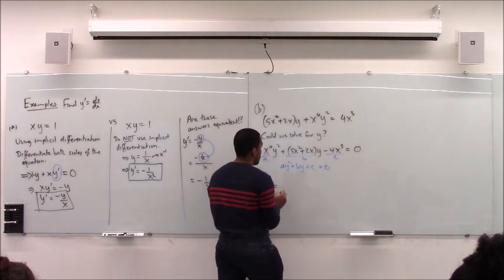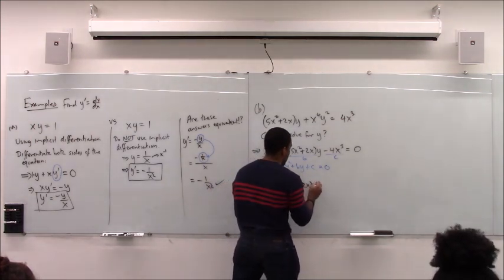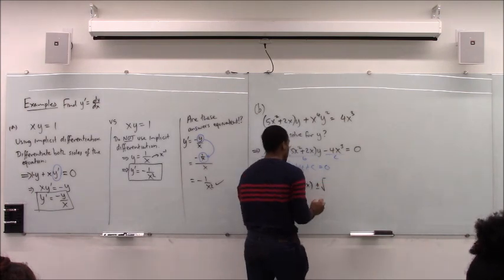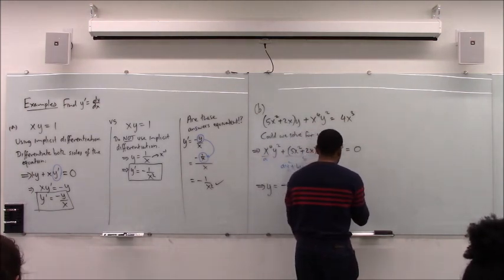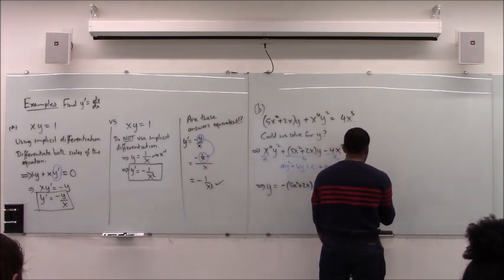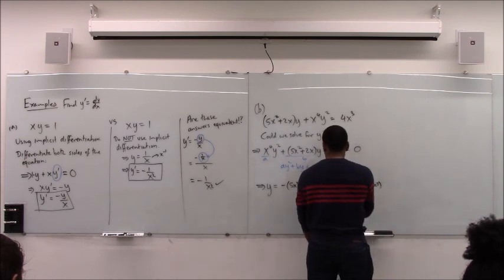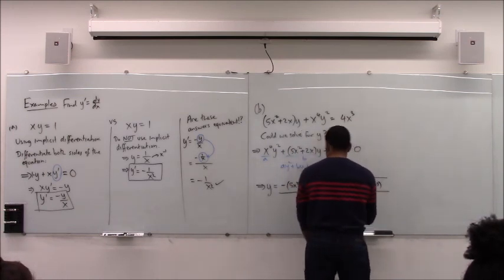Y is going to be equal to minus b plus or minus the square root of b squared minus 4 times a times c, all over 2 times a.